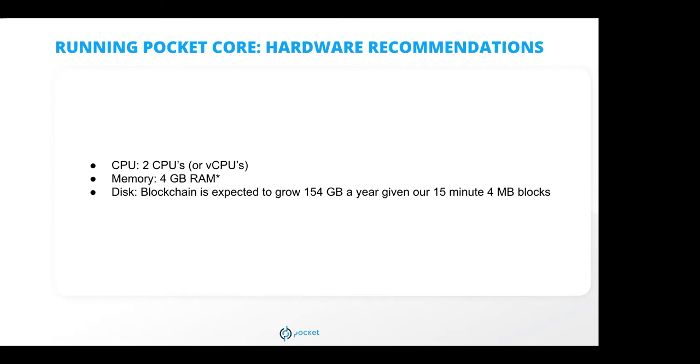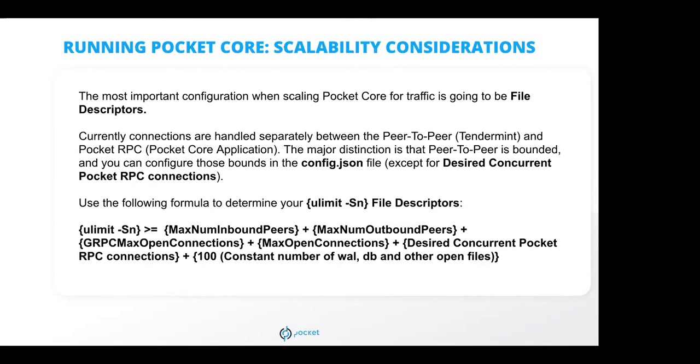Cool. So let's talk a little bit about the scalability considerations. In our load testing, we came to the conclusion that we were trying to make Pocket Core run with any file descriptor setup that you throw at it, because we wanted every request to be as fast as possible, liberating the connection right there.